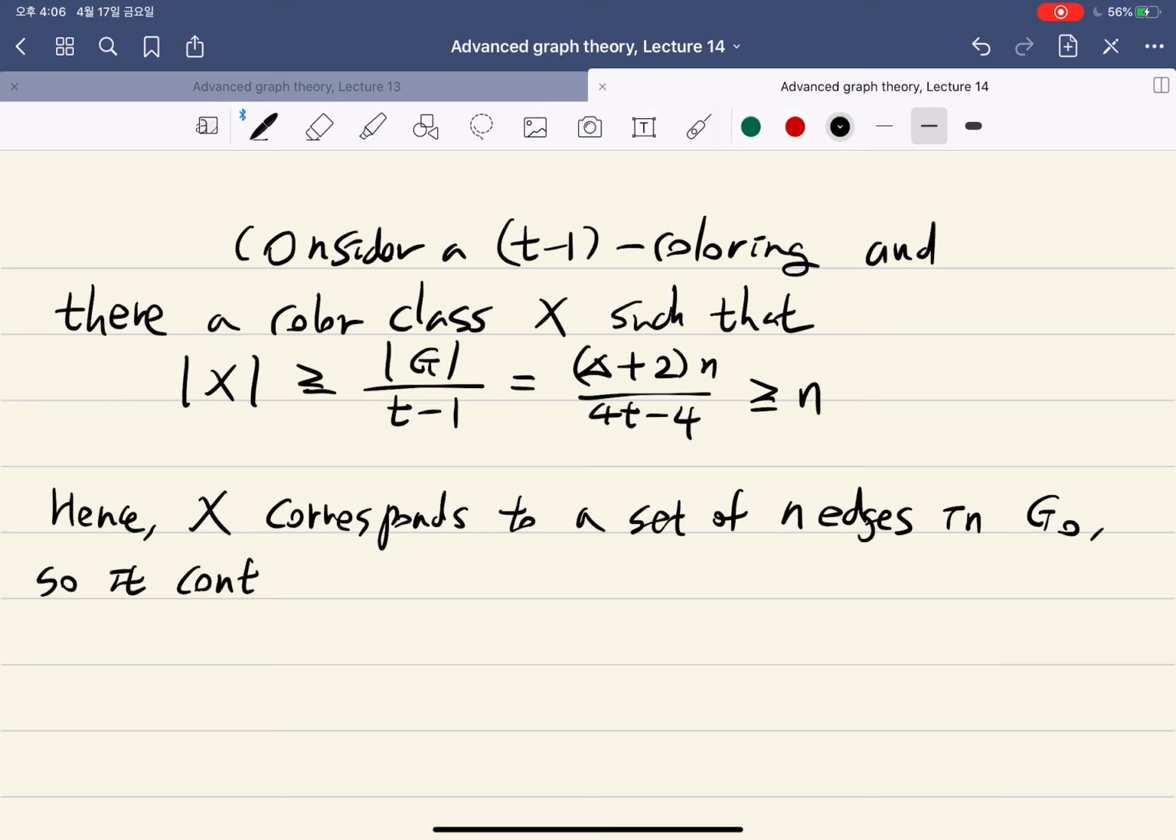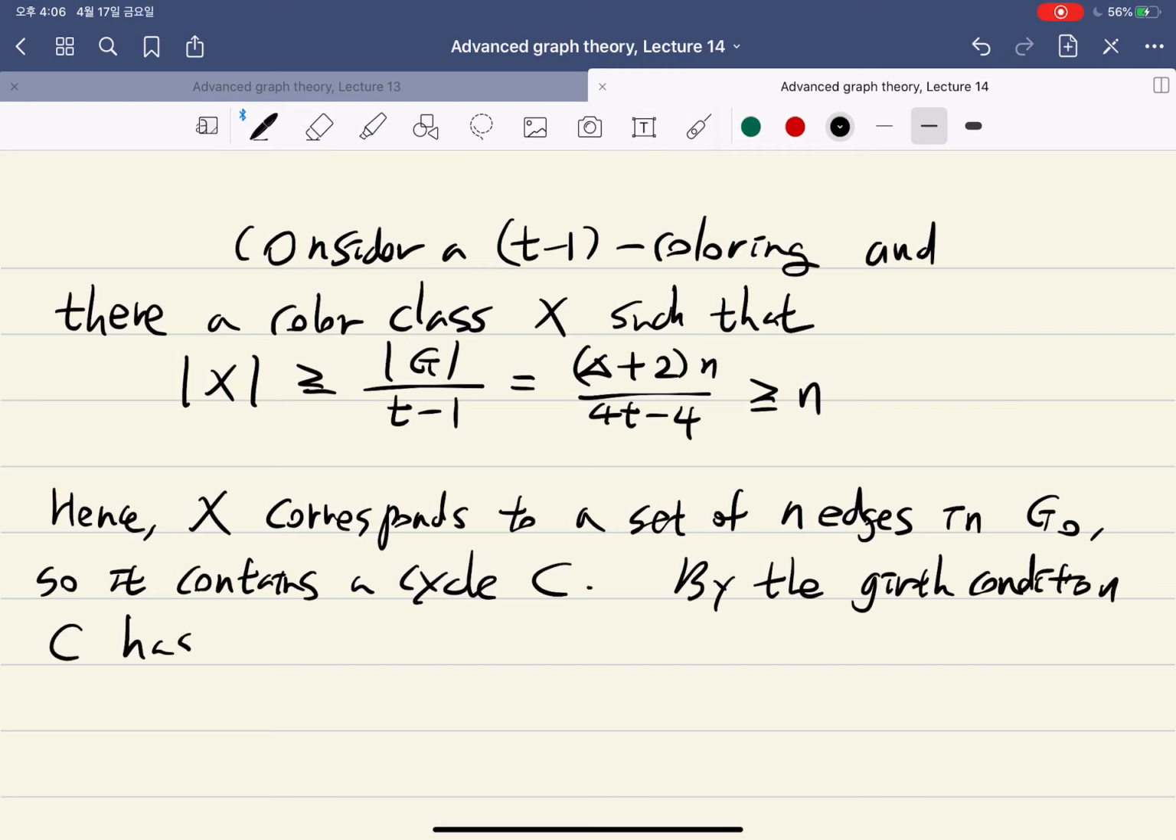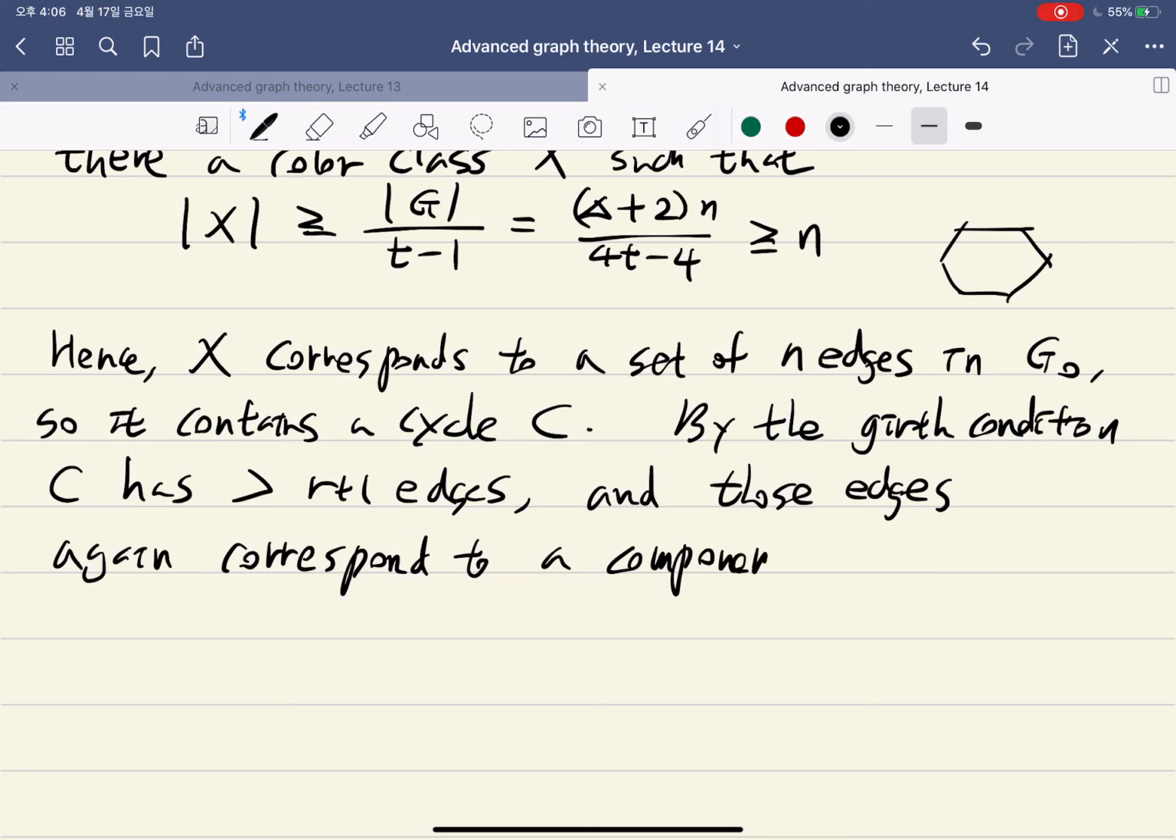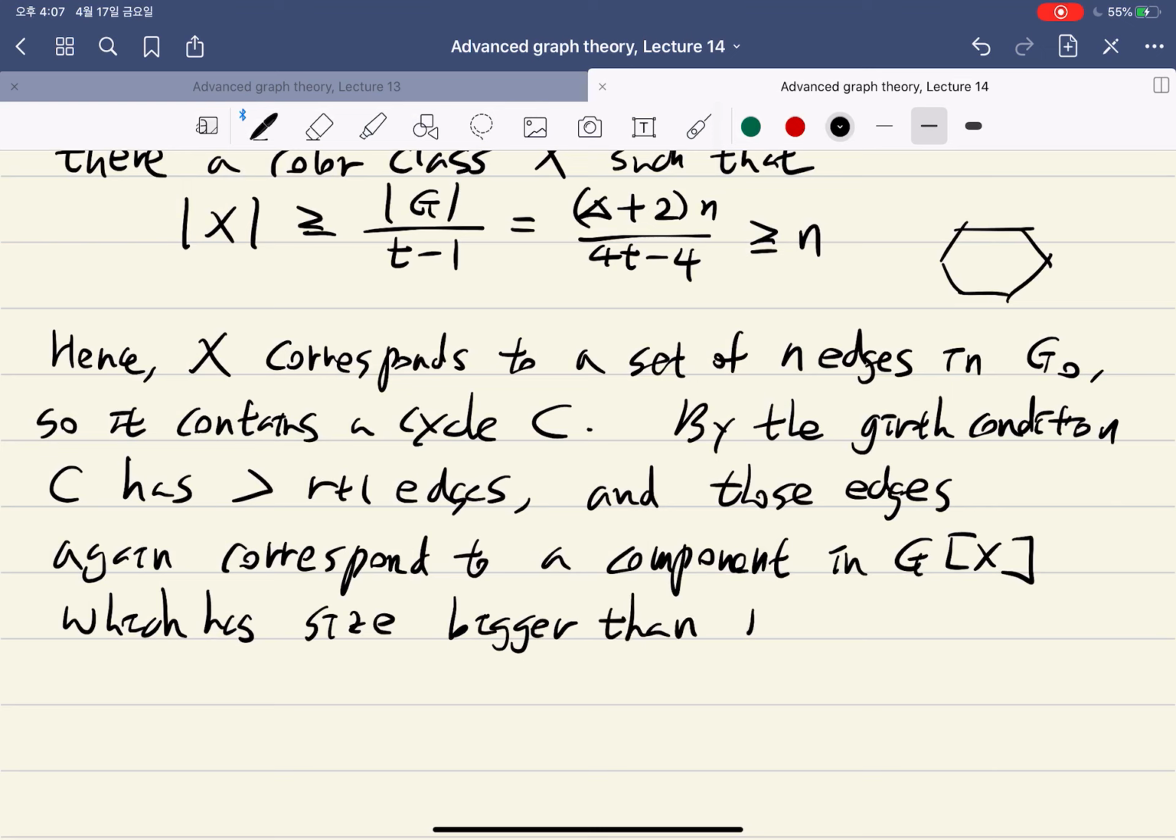So it contains a cycle, say C. By the girth condition, C has more than r plus 1 edges. And those edges, because they are all incident, they are all connected. Again, they correspond to a component in G[X], which has size bigger than r plus 1.